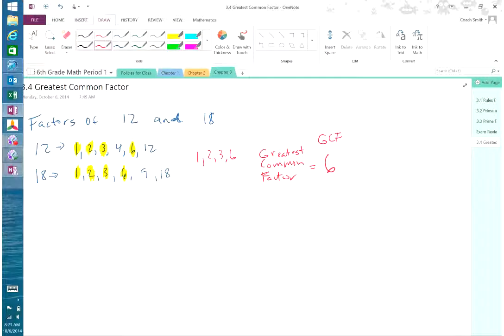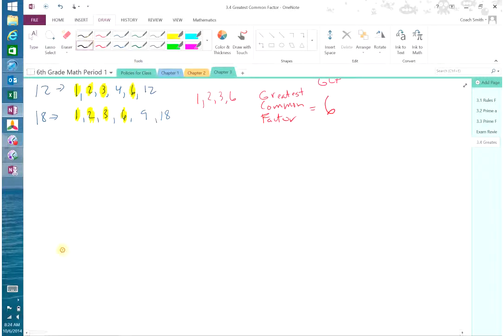Okay? Now, those are fairly simplistic numbers, okay? 12 and 18 doesn't take a lot to figure out what the factors are, okay? So it doesn't take you a lot of time to do that one, okay? The problem is that they're not always going to be real easy numbers, okay? Sometimes they're going to obviously have to be harder. For example, let's look at 24 and 40. So we want to know the GCF of 24 and 40. Okay? Well, we can list out all the factors of 24 and 40.